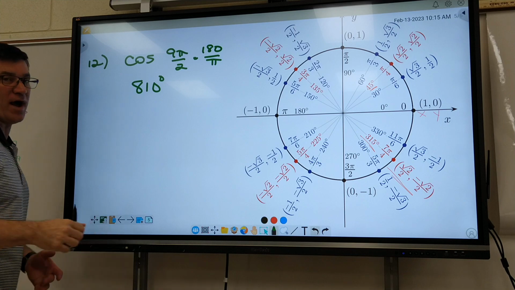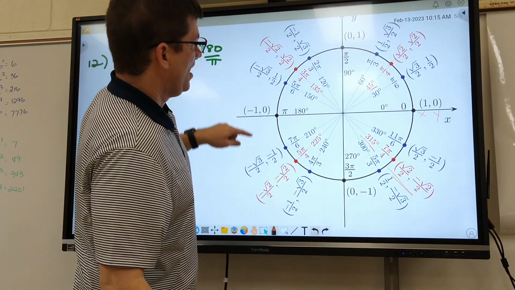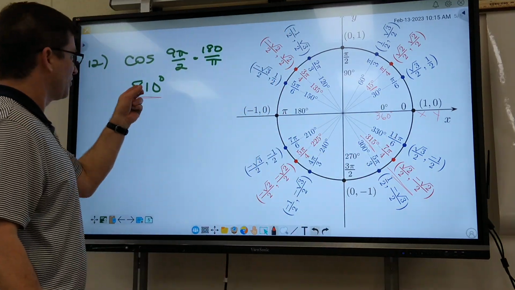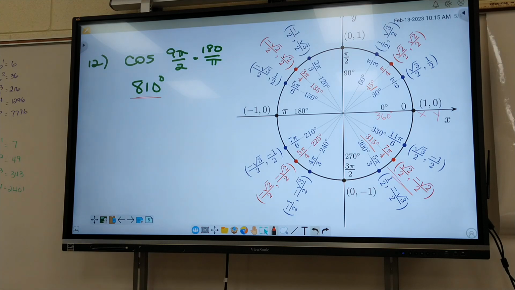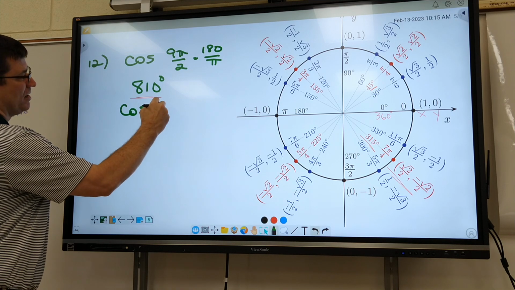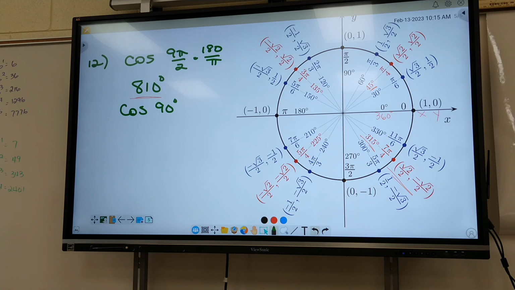All right, so what we learned Friday, the number has to be between 0 and 360 degrees. If it is above that, you have to subtract 360 degrees from it. So take 810, subtract it. 810 minus 360, I got 450. It's still too big. Subtract 360 again. I got 90. So this problem is really just cosine of 90 degrees. But you have to do that step first so we can find it on the circle.